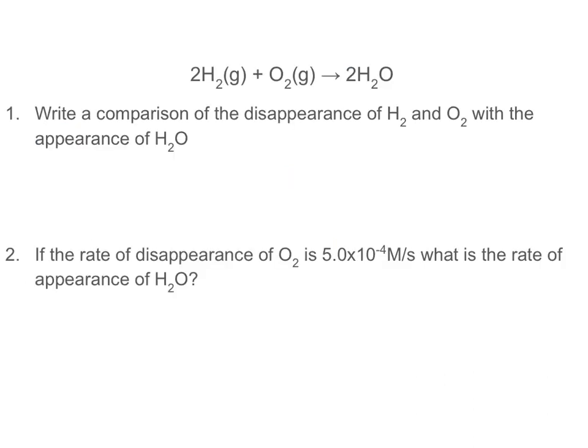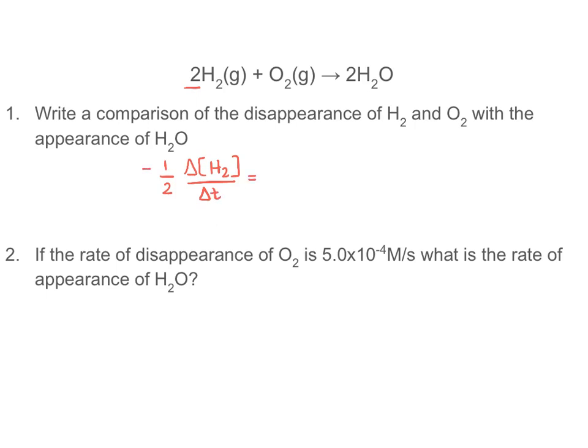It says to write a comparison of the disappearance of H2 and O2 with the appearance of H2O. So this is going to be kind of that rate equalities. So remember, it's 1 over the coefficient and then times the rate. So for the hydrogen gas, the H2, it's going to be 1/2 the change in concentration of H2 over the change in time. And because it's a reactant, it's going to be negative.